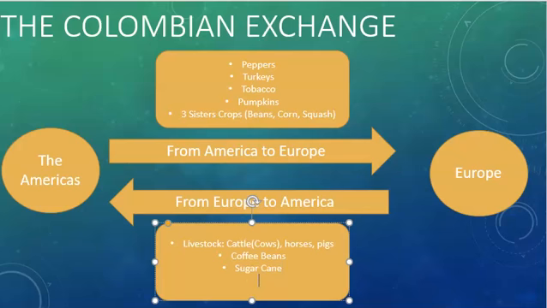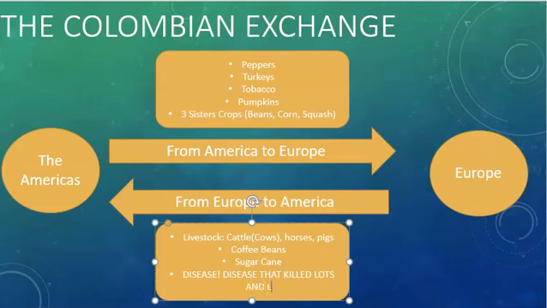Let's also make sure that we get the biggest, baddest thing that happened, and we're going to put it in all caps: DISEASE. Disease that killed lots and lots of natives. You have to remember that disease is a big deal and it devastated native populations in America. So keep that in mind moving forward. This is what your Columbian Exchange graphic organizer should more or less look like moving forward.